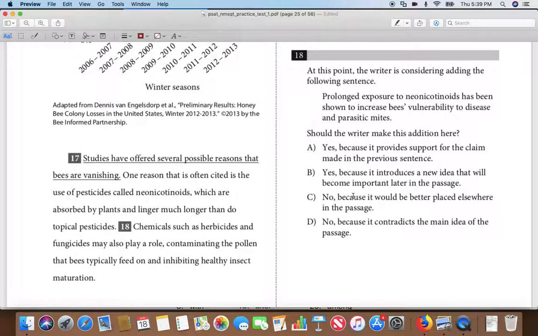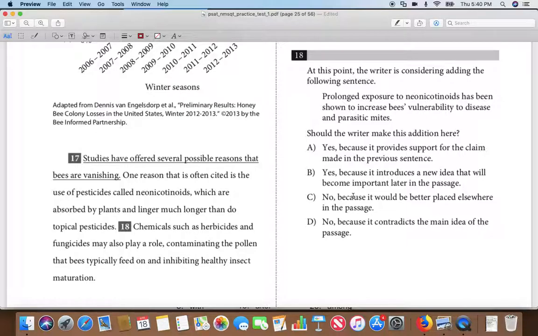One reason that is often cited is the use of pesticides called neonicotinoids, which are absorbed by plants and linger much longer than do topical pesticides. Prolonged exposure to neonicotinoids has been shown to increase bees' vulnerability to disease and parasitic mites. Chemicals such as herbicides and fungicides may also play a role, contaminating the pollen that bees typically feed on and inhibiting healthy insect maturation.